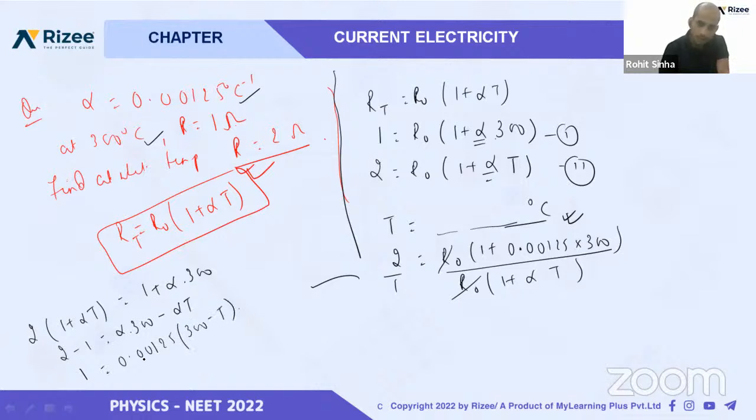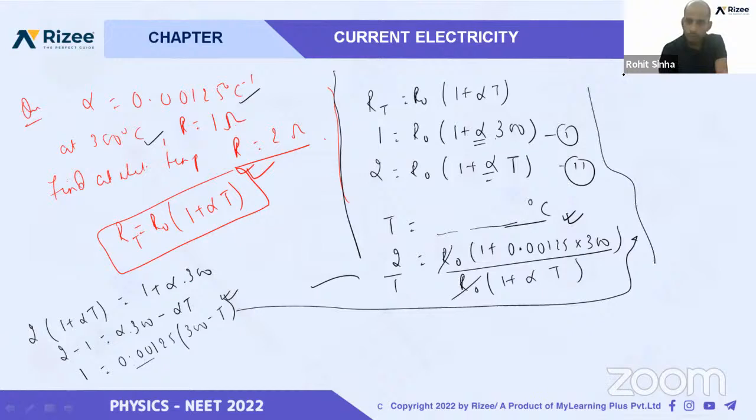From here, you can solve. You can put it in the denominator of the LHS, and from here you can find the value of T. Can you do it? Solve this value. Yes, you should solve. Put these values in the denominator and then find the value of T. Okay.